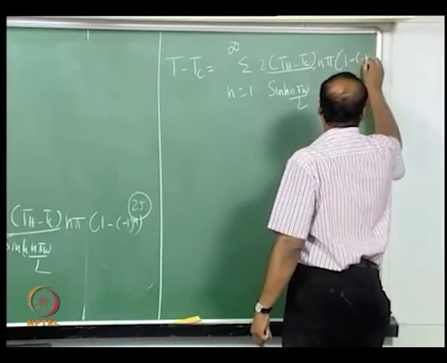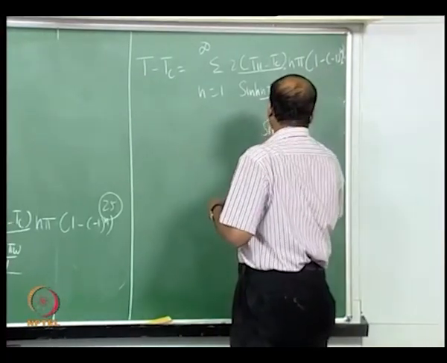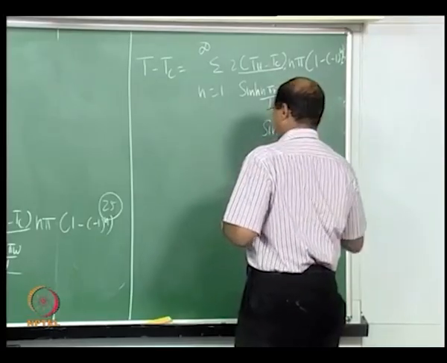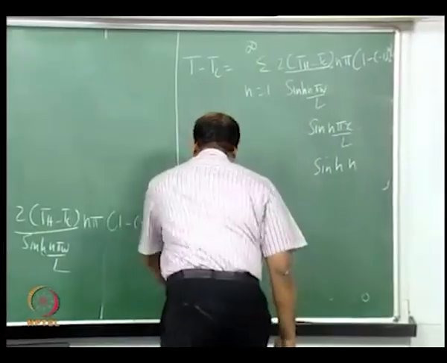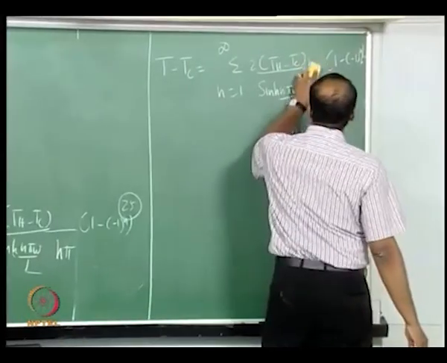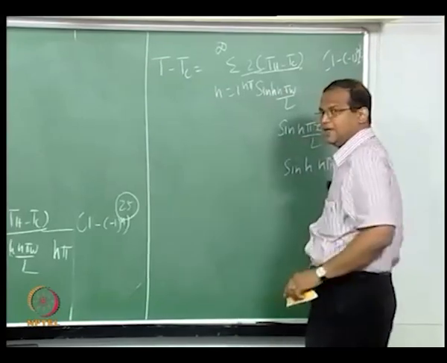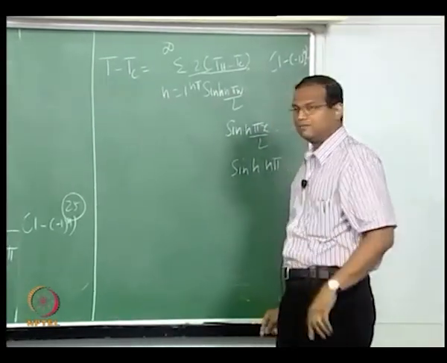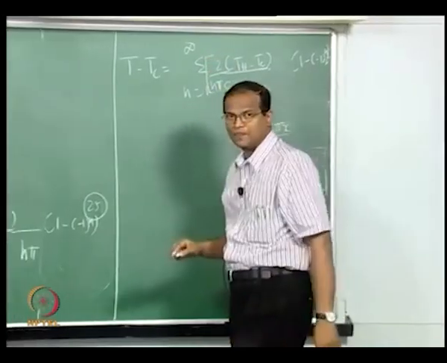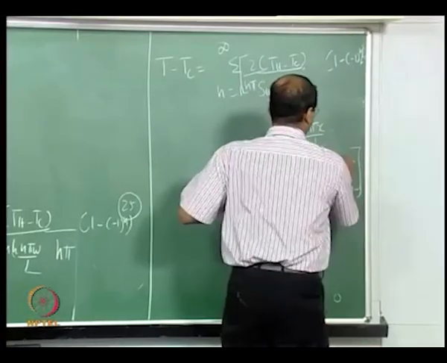I am not sure about that. N pi is coming, is it? Okay, into n pi, where is it going? 2 by n pi, sorry, because I was not happy with the sin h n pi y by L. Small y. Do not put sin h and w by L, that is there here.